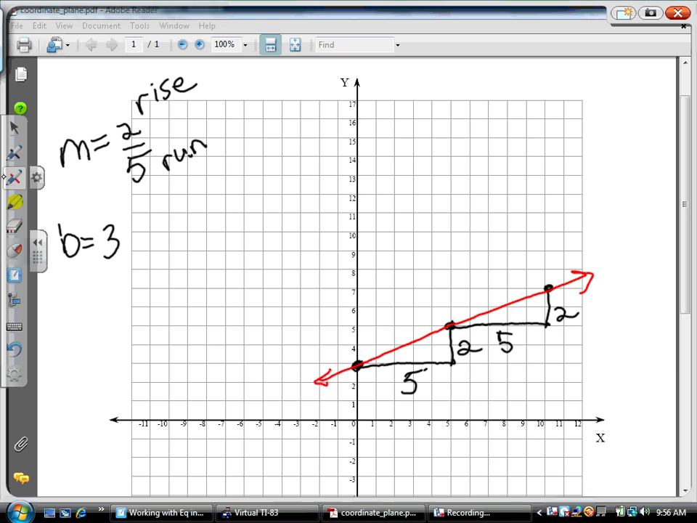So what did we do? We found the y-intercept. We used the slope to find two other points. And if you wanted to, you could plug this into your calculator and find a bunch of other points. So why don't we try that just to practice.